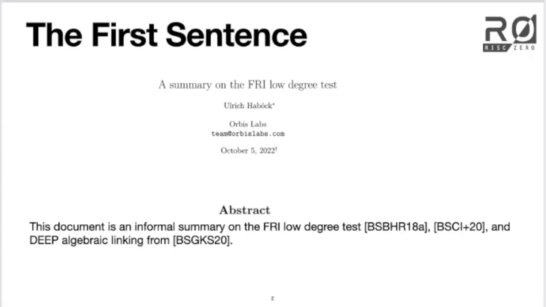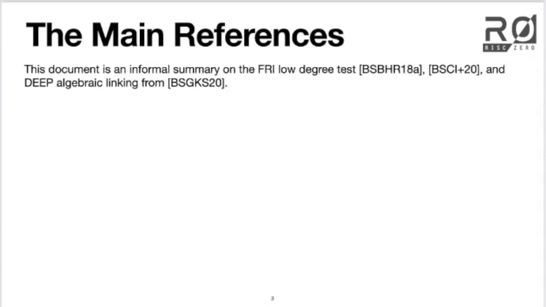We're going to look at the paper more or less sentence by sentence, starting from the beginning. And I'm going to try to unpack the context and references as much as I can as we go. So the first sentence says this document is an informal summary on the FRI Low Degree Test and deep algebraic linking. And it lists some references. And I just want to talk a little bit at the beginning about what these references are.